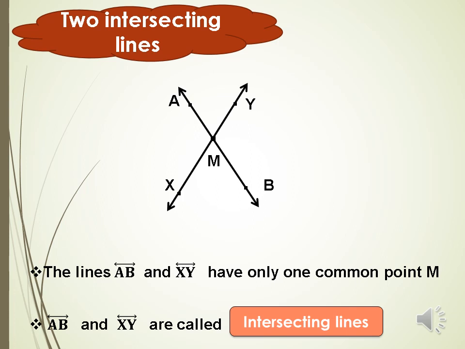The first type is two intersecting lines. If we have two lines, for example, line AB and line XY, the two lines have only one common point, M. So the two lines are called intersecting lines.